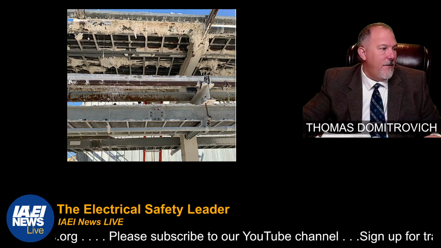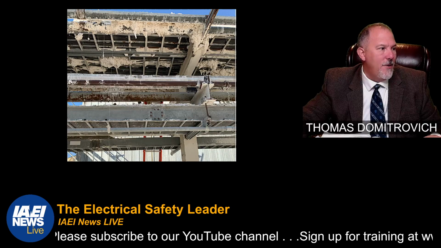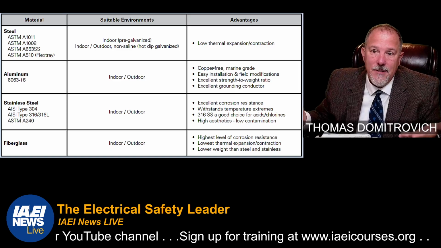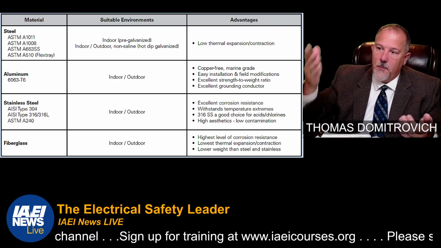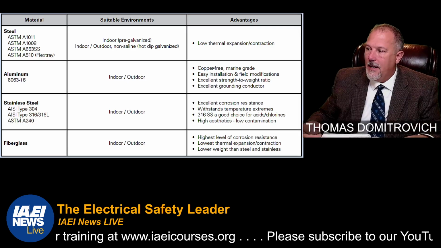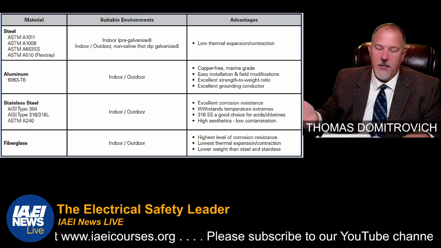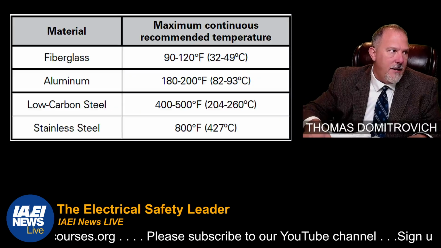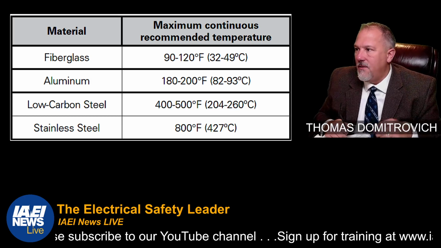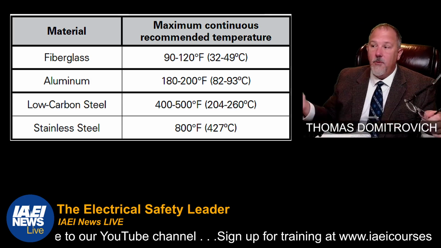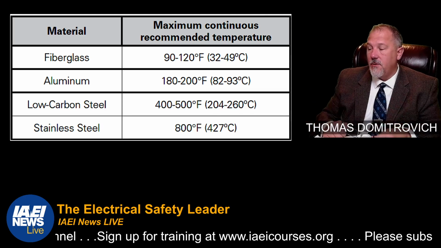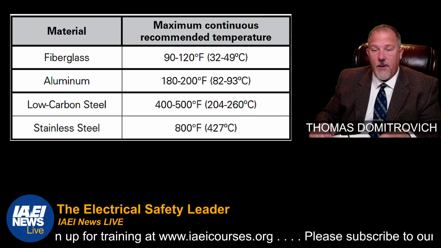And when is that important? How do you address some of this stuff? You've got to pick the right materials, right? Whether you pick steel, aluminum, stainless steel, fiberglass, and understand the advantages of each. Understand the maximum continuous recommended temperatures. Fiberglass is 90 to 120 degrees Fahrenheit. Aluminum, 180 to 200 degrees Fahrenheit. Low carbon steel, 400 to 500 degrees Fahrenheit. Stainless steel, 800 degrees Fahrenheit.